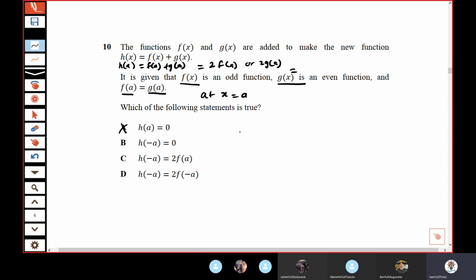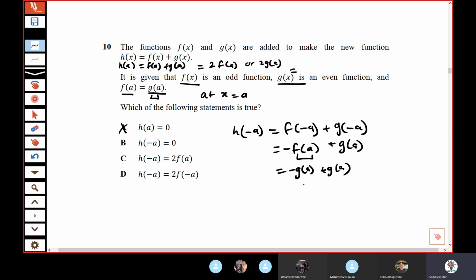h of negative a equals f of negative a plus g of negative a. Because g of x is an even function, g of negative a is the same as g of a. f of negative a is negative f of a. But what do we know about f of a? f of a is g of a. So that becomes negative g of a plus g of a, and I think we can say that's 0, so the answer is B. I'm not going to continue with the rest. Anyone have any questions?